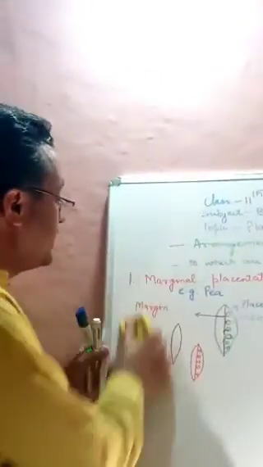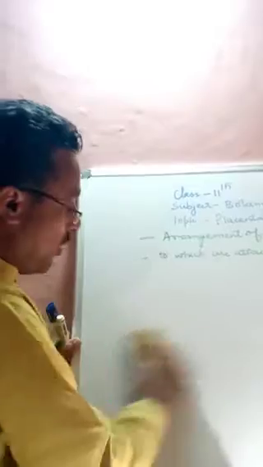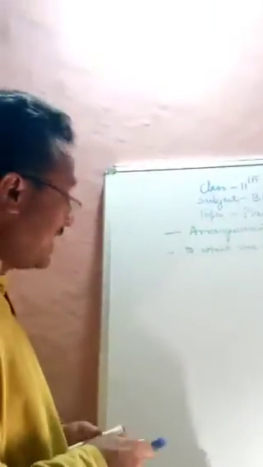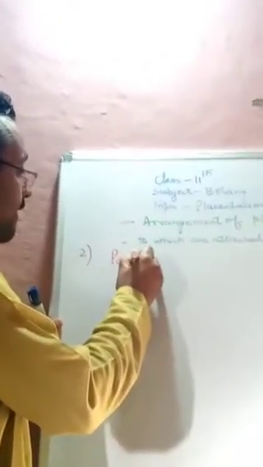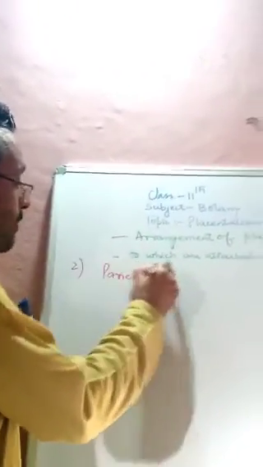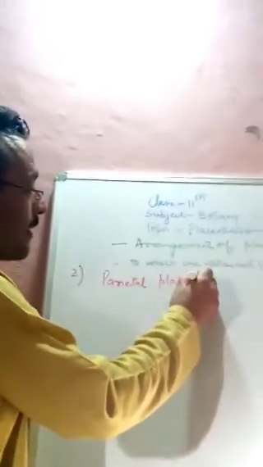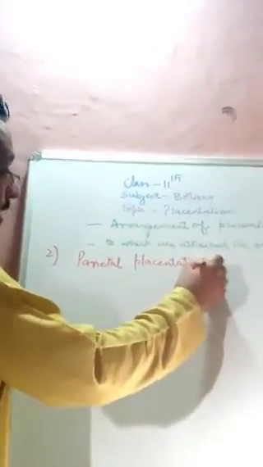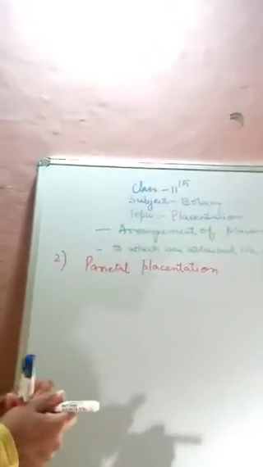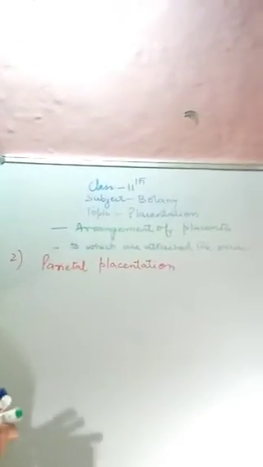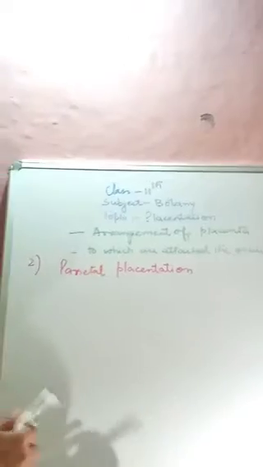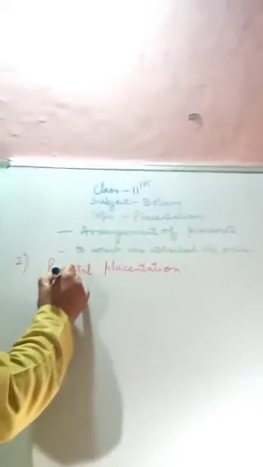Now the second type that we have is parietal placentation. That is the placentation found towards the periphery, not towards the margin but towards the periphery, towards the outer surface, towards the boundary. In order to understand this, I will give two examples by which it becomes somewhat clear.